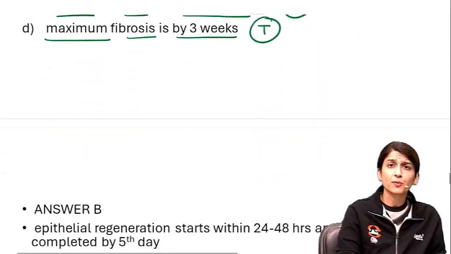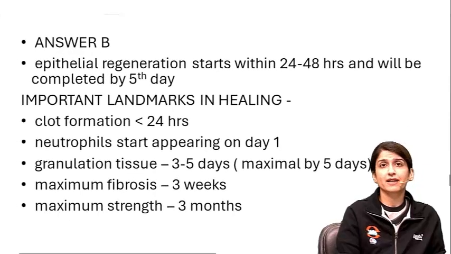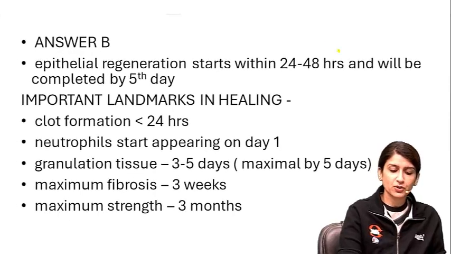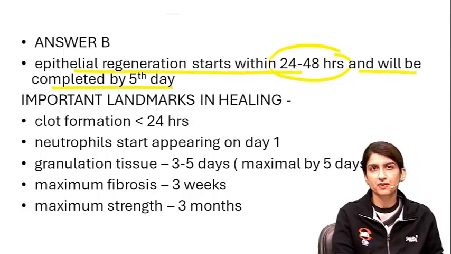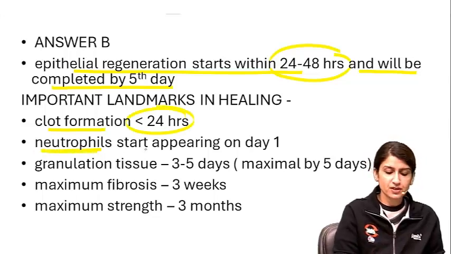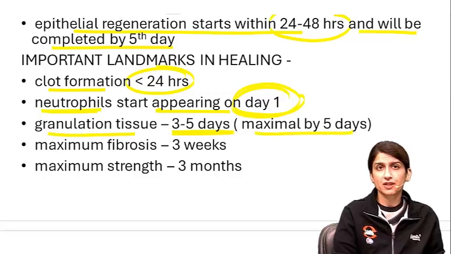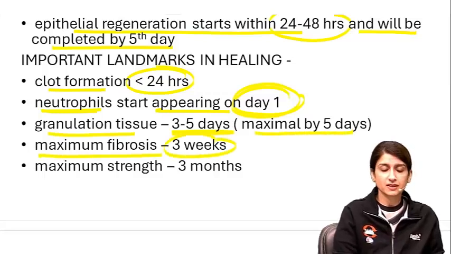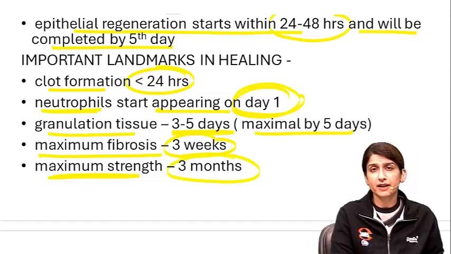लेकिन एक बार फिर से important future questions MCQs देख लेते हैं. क्या क्या important landmarks आपको याद रखने हैं. I told you epithelial regeneration starts within 24 to 48 hours and is going to be completed by 5th day. Clot formation within 24 hours शुरू हो जाता है. Neutrophils they start appearing on day 1. Granulation tissue 3 to 5 days. 3rd day पे शुरू होगा और maximum होगा 5th day पे. Maximum fibrosis 3 weeks and maximum strength is 3 months, right? So these are the important landmarks of healing that I want all of you to remember.